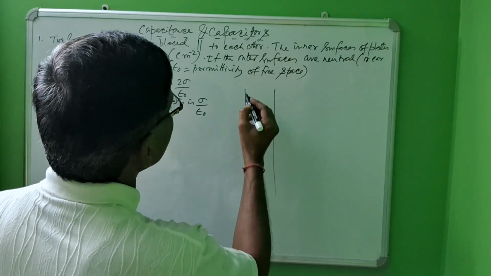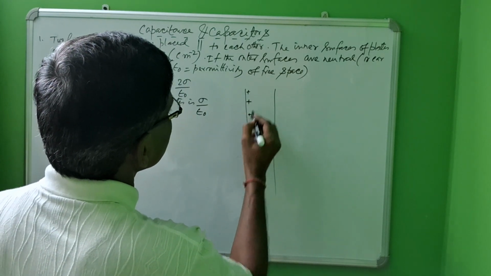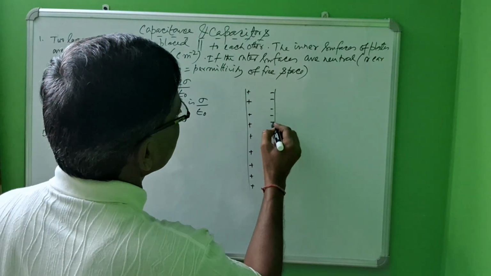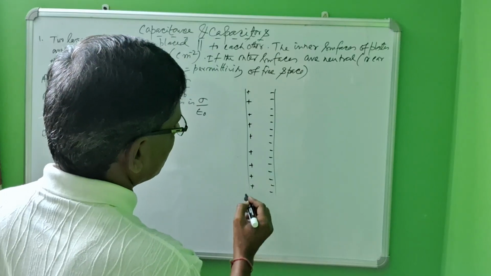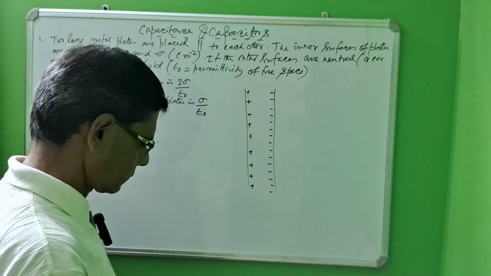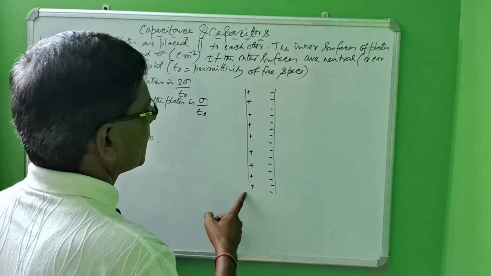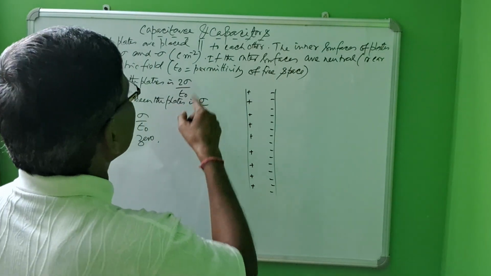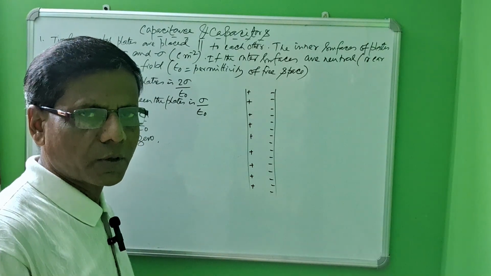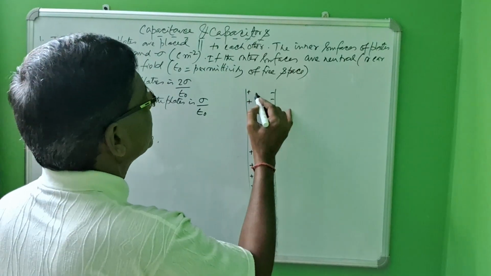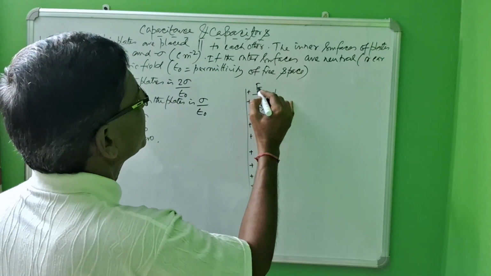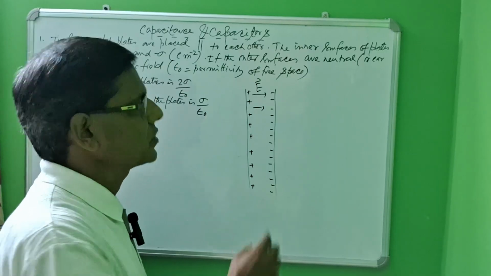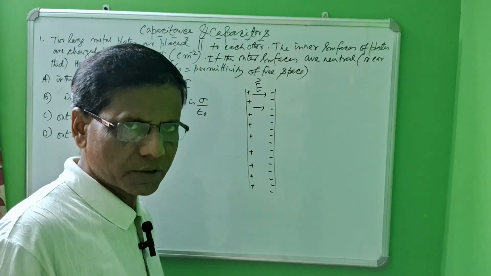Inner surfaces. This is the inner surface. This is plus sigma. This is minus sigma. Here epsilon zero is the permittivity of free space. So E, what is E? E is the electric field, which is acting from plus to minus, you know it.